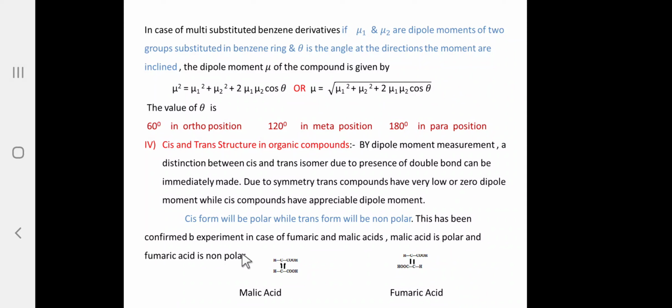This has been confirmed by experiment in case of the fumaric and maleic acid. So these are the structure of the maleic acid as well as the structure of the fumaric acid. Maleic acid is polar, while the fumaric acid is non-polar. So with the help of the dipole moment, we can distinguish between the cis and trans structure in case of organic compounds. So these are the various applications of the dipole moment.